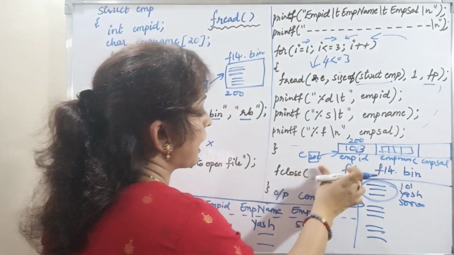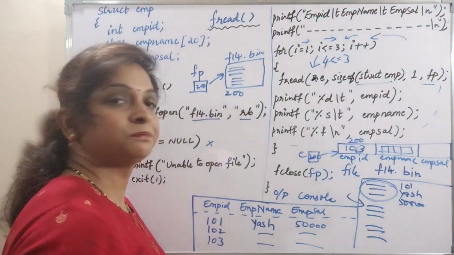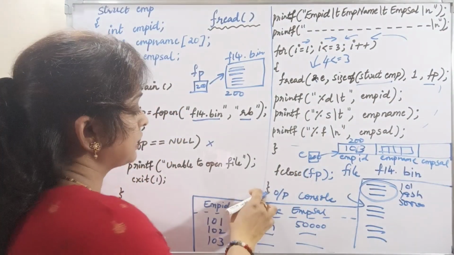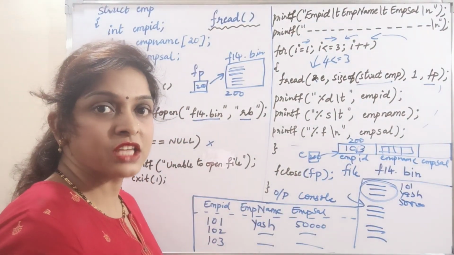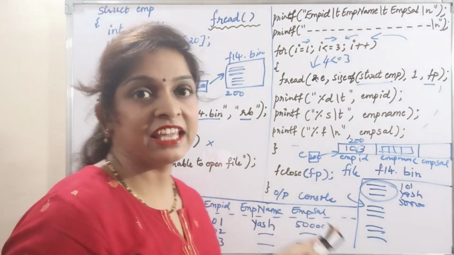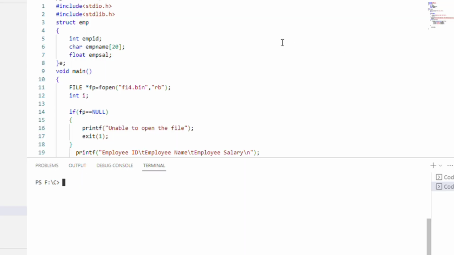Then I say fclose the file pointer fp. So the file pointer will be closed. Then the program ends. So this is how I read a block of data from the file. Let us see the execution of this program now. So here we go with the complete program to understand fread.